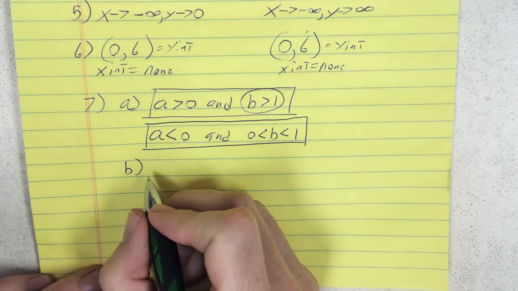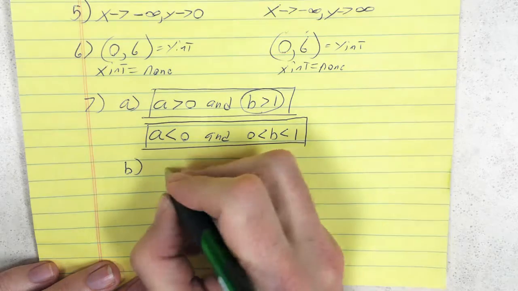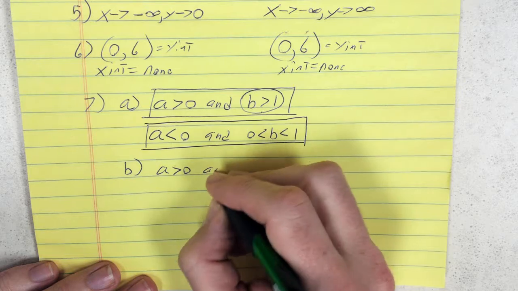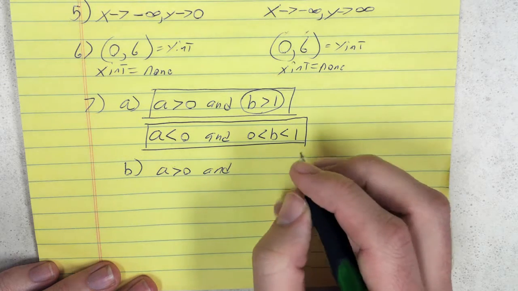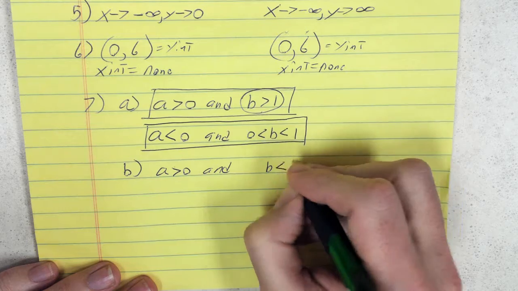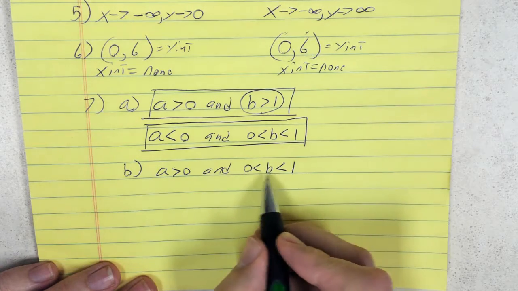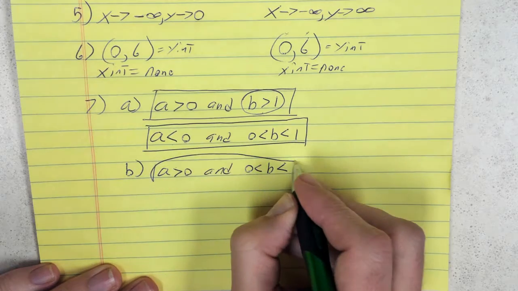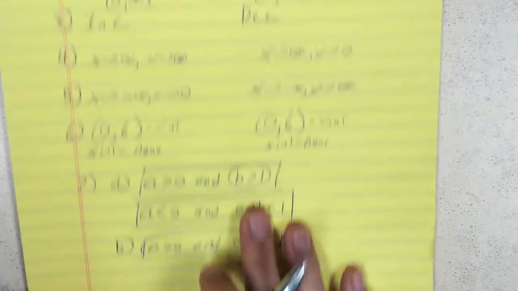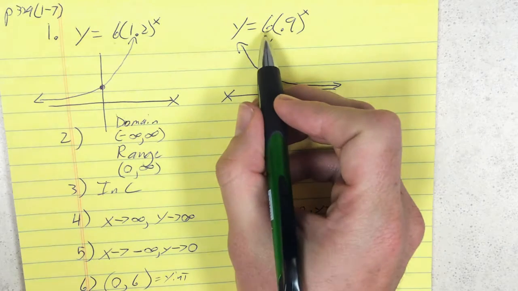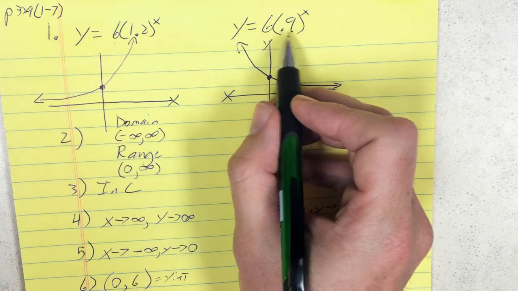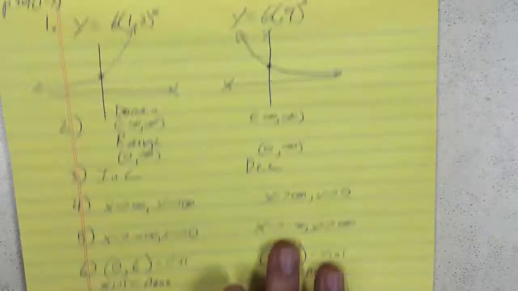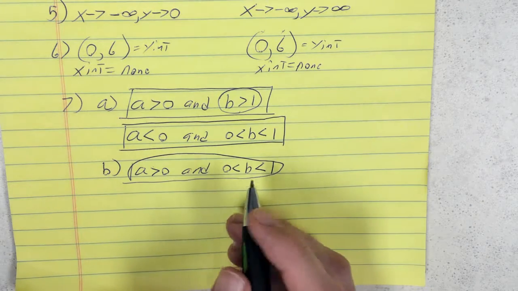But now on to b. When does the function decrease? It decreases when a is greater than 0, and when b is less than 1 and greater than 0, so when it's in that decimal range. This one right here is exactly this example. a is greater than 0, it's positive, and b is between 0 and 1, decreasing from left to right.